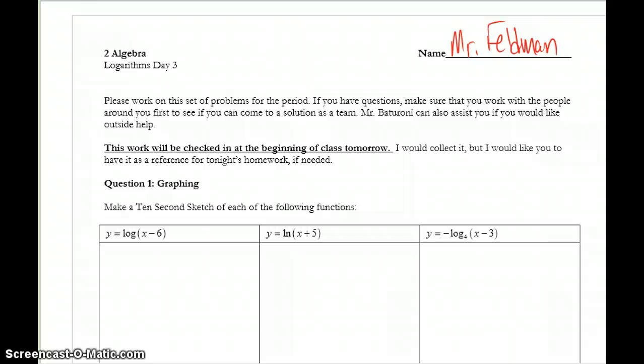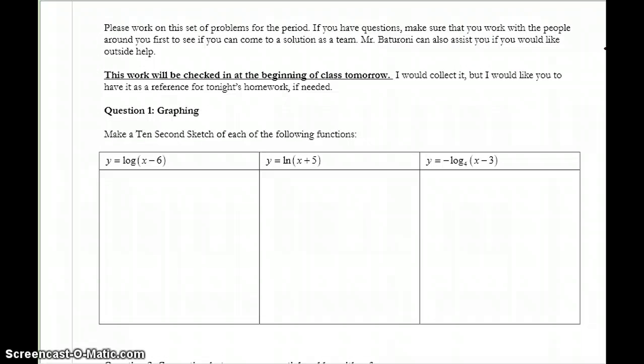The first couple questions are looking to make some sketches. The sketches we're looking at for the first two are regular log functions. So let's get our axes drawn in. This one, there's no base written. It's log base 10. That number is larger than 1, so we're going to be looking at a logarithmic growth.